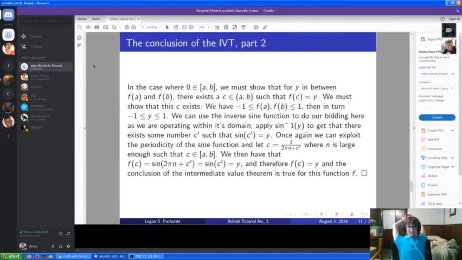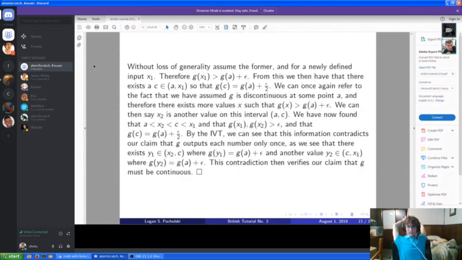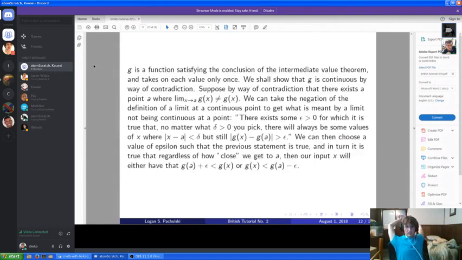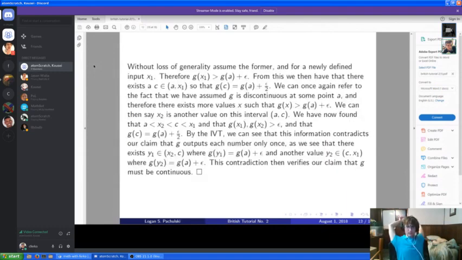That doesn't seem entirely right, though. Wait, what doesn't seem right? I believe that I said that if something satisfies the conclusion of the intermediate value theorem, then it is continuous. Yeah, that part's not quite true. It's not true that everybody who satisfies the conclusion of the IVT is continuous, but there's a certain extra assumption. Oh, in this case where it's either strictly increasing or strictly decreasing. Yeah, or just more generally, any function that only outputs each value once.